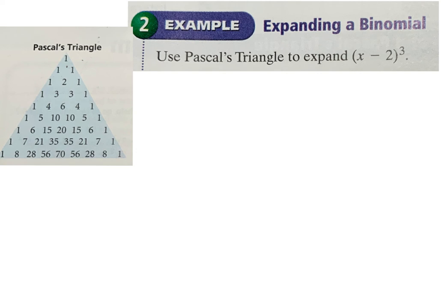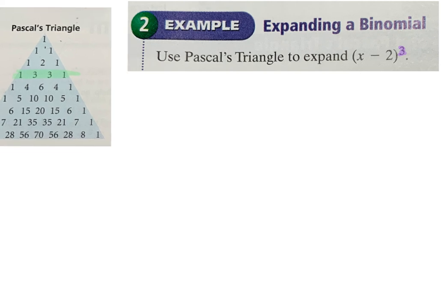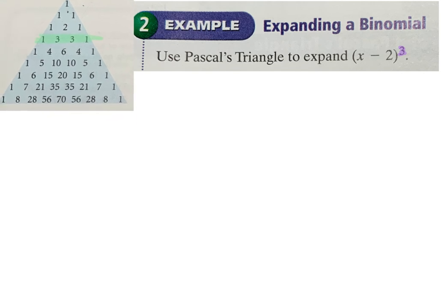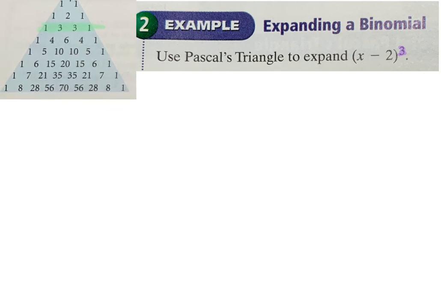And so this one was just to the 3rd power. So we have this to the 3rd, so we are going to use the 3rd row here of Pascal's triangle. All right, and so using the 3rd row and what they've given us, we're going to do exactly the same thing. We're going to say my first coefficient is 1. I'm going to take x to the 3rd power, negative 2 to the 0 power.